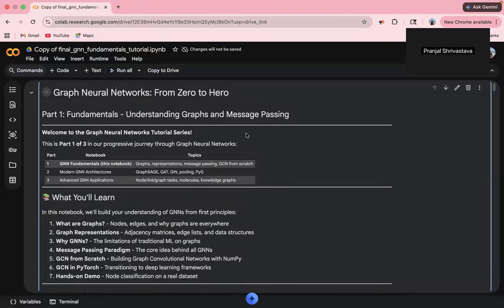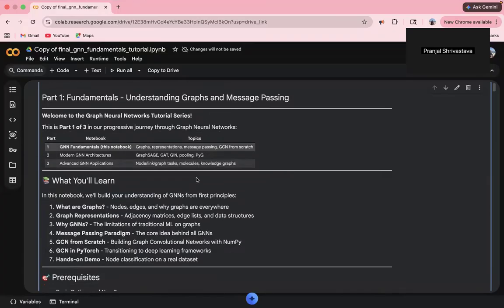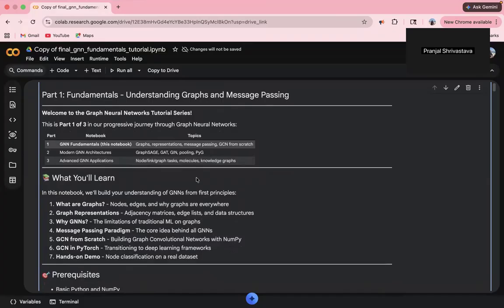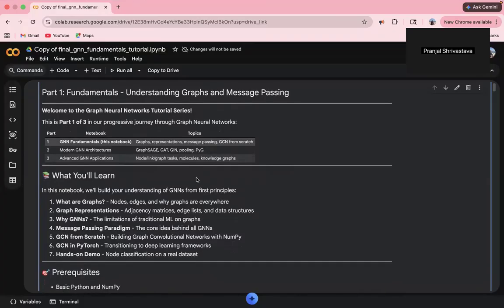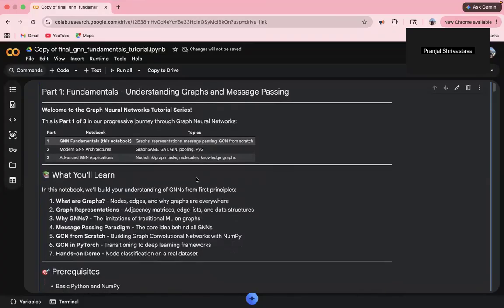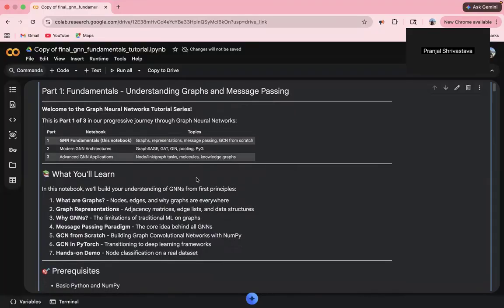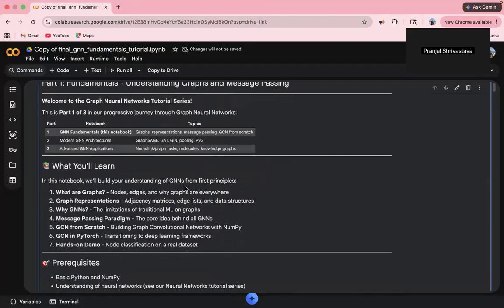Hello. In this notebook, we are going to learn about graph neural networks from zero to hero. Part 1 consists of fundamentals, understanding graphs and message passing. Most of deep learning assumes your data lives in a grid, pixels in an image, words in a sequence, but a huge amount of real world data is relational. Social networks, molecules, citation graphs, road maps, knowledge bases. Graph neural networks are designed specifically for this structure.